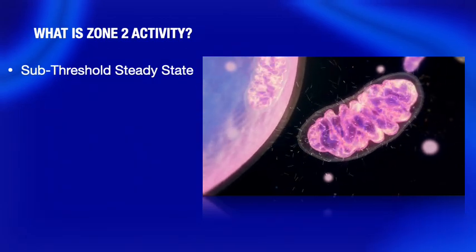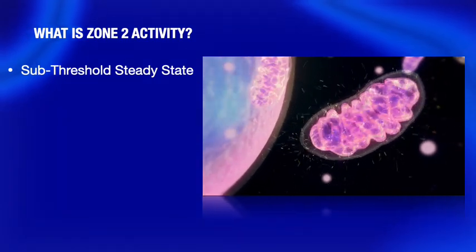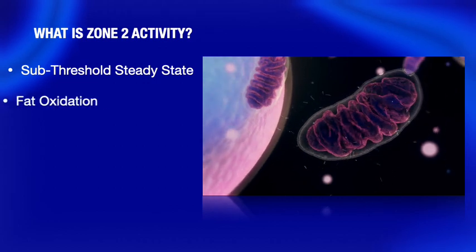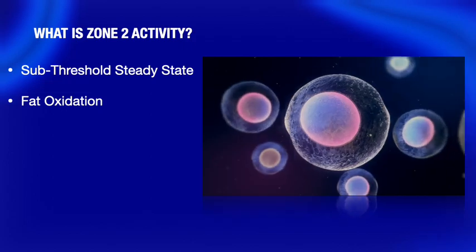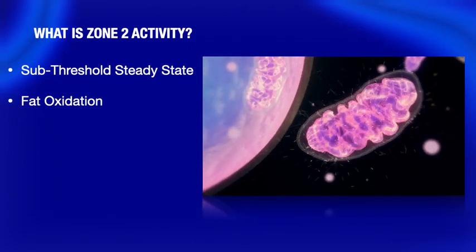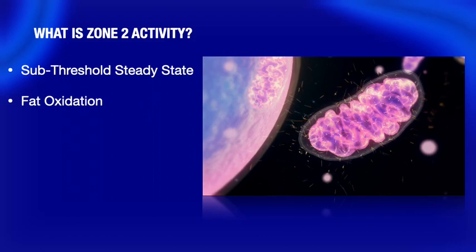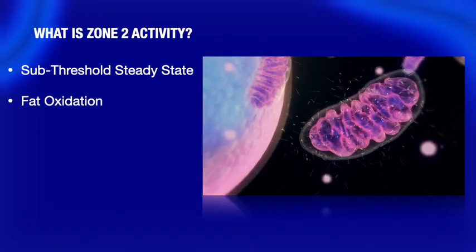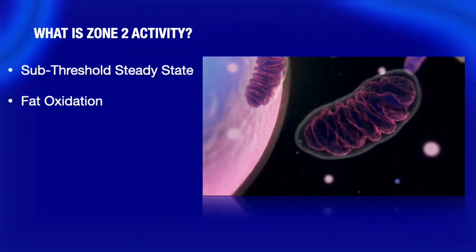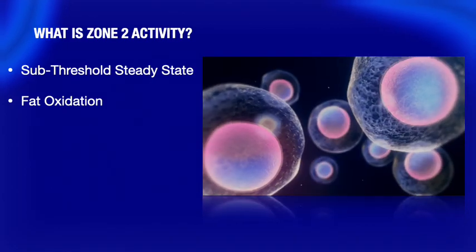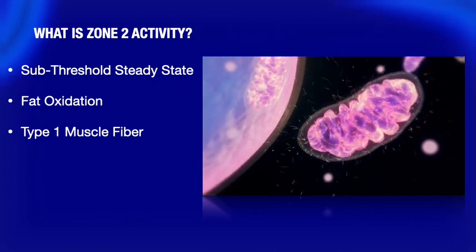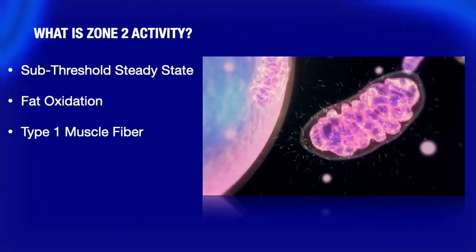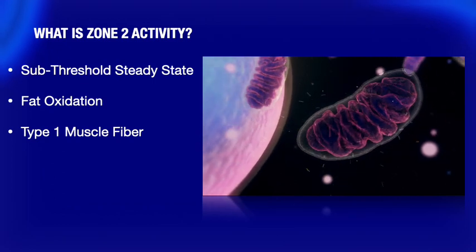Zone 2 activity is termed as subthreshold steady state. Zone 2 activity is associated metabolically with being in a fat oxidative state. Fat oxidation occurs between 45 to 65% of the maximum amount of oxygen utilized during exercise for energy. The need for energy to sustain Zone 2 activity stresses the mitochondria in our type 1 muscle fibers. Our mitochondria are known as the powerhouse of our body's cells for energy production.